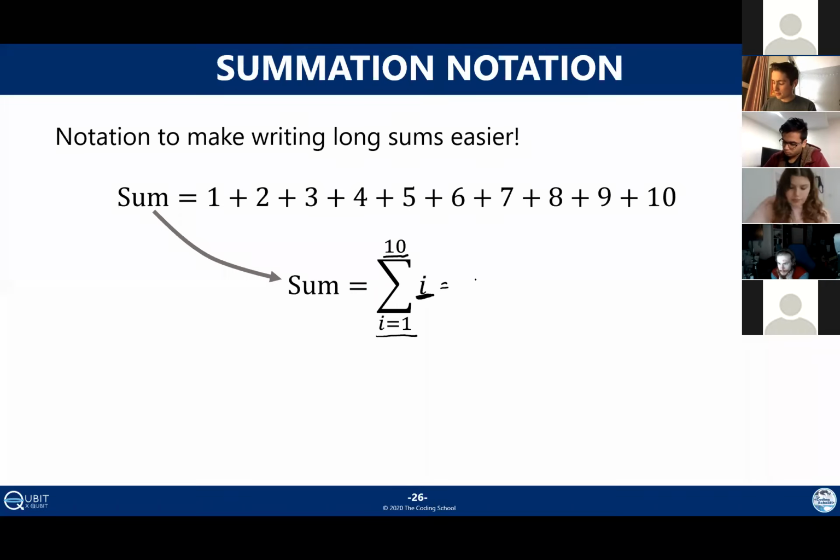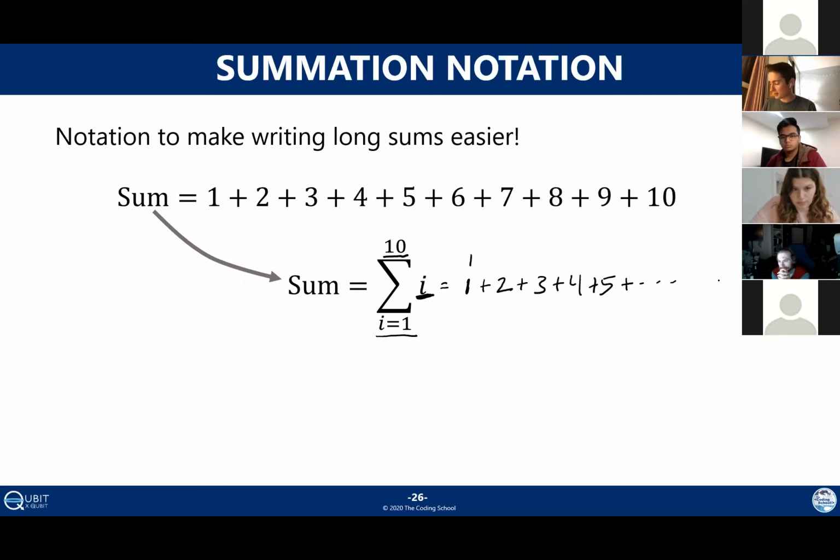So if I were to write this out, I won't write out the whole thing, but I would start at 1. I would add my value of i, which in this case is just 1, and I would add it to everything else. So then we get 2 plus 3 plus 4 plus 5, and so on, all the way up to plus 10.